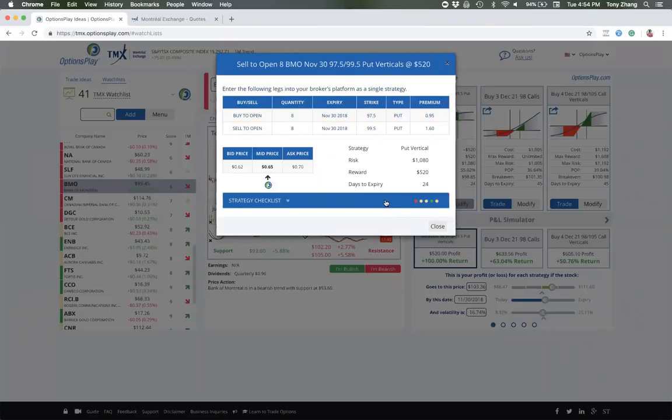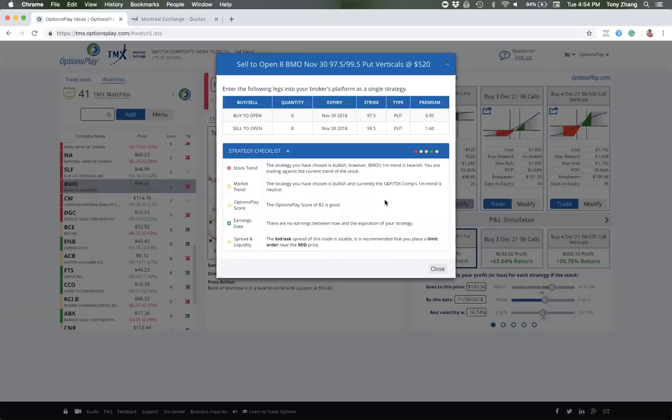And lastly, we have what's called a strategy checklist, just to make sure you're trading with the trend of the stock and with the trend of the market. So here I'm taking a bit of a contrarian view. It's telling me that I'm trading against the trend of the stock and the market, but I'm okay with that. This is designed to make sure that you understand what you're trading. We're looking at the Options Play score to give you an idea of the strength of the strategy. And lastly, earnings date. We check to see if there's earnings coming up, and spread and liquidity.